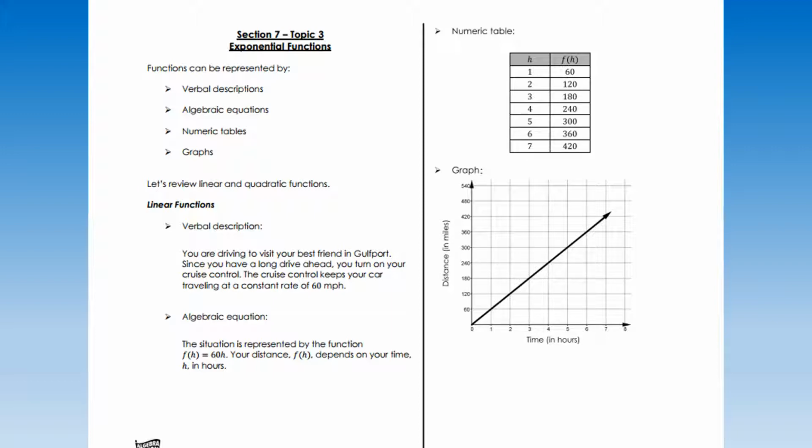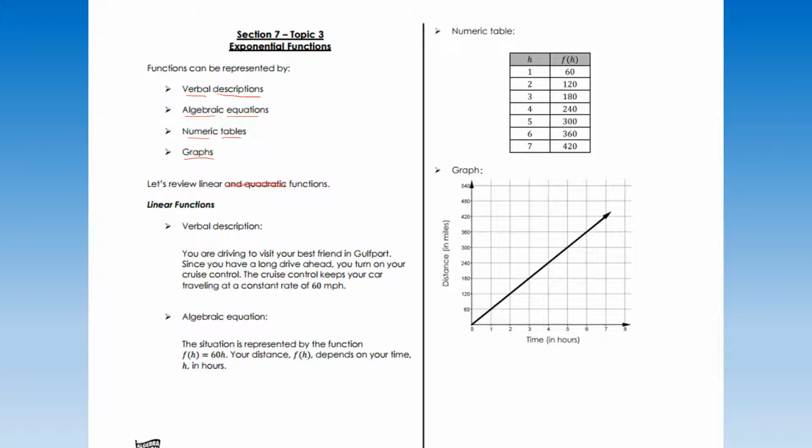All right, so let's review what we know about functions. Functions can be written and represented 4 different ways: as verbal descriptions, so we can describe the situation that's occurring. We can look at equations using variables. We can put those functions into tables, and we can put those functions onto graphs to see the relationship. And what we're going to look at today, we're not going to look at quadratic functions, but we are going to review linear functions and introduce exponential functions.